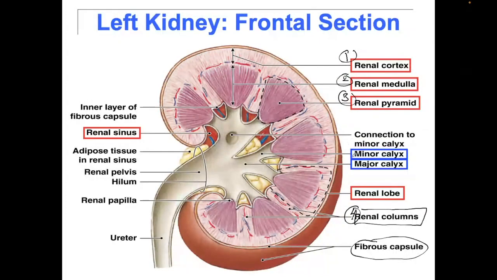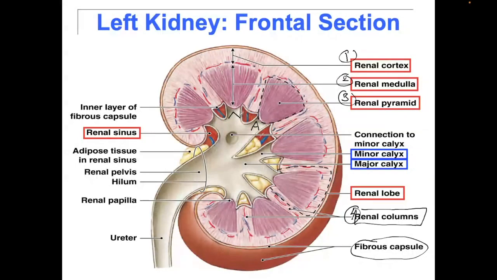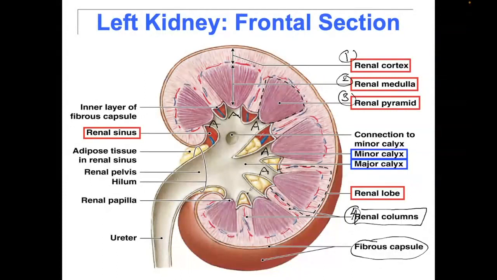Okay, so let's take a look at what happens at the apex of the pyramid. Here's the base, and right here is the apex. Let's call these A. All of the A's are the minor calyx. We'll call these B. All the B's are major calyx.